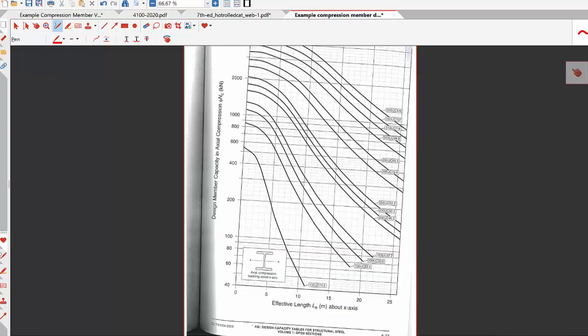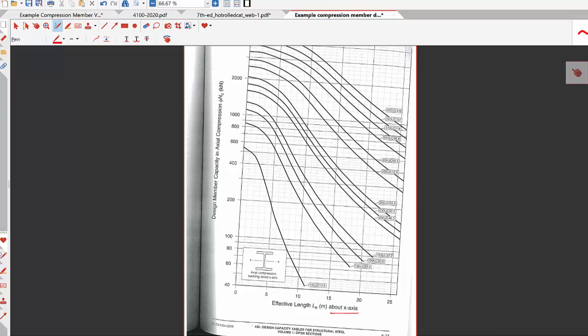The second part of the question asks us to find the capacity of the 100 UC 14.8 section using the design charts. So we can use the design charts to find out the capacity, same as what we did through the code as well. So the design charts look like this one. We have different compression capacity about x-axis in this chart for different sections, and these are the curves for each section given to us. So once we know the effective length, we can easily find out what is the capacity about x-axis. There is a similar chart for y-axis, so we can find out the capacity for y-axis as well, and whichever is smaller, that's where the buckling will occur, and that is our critical capacity.